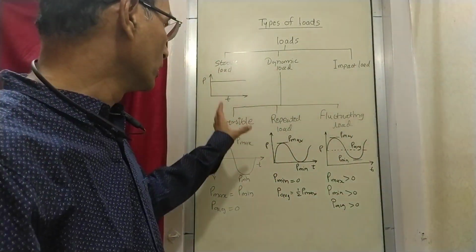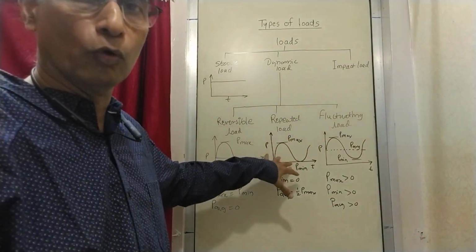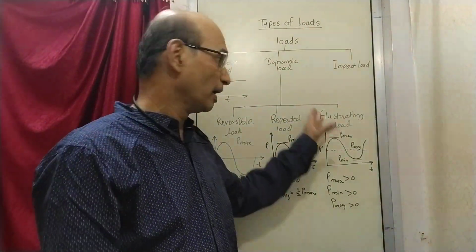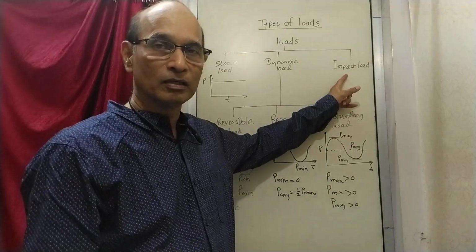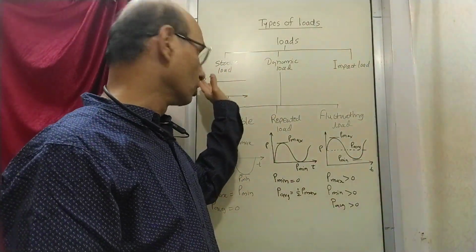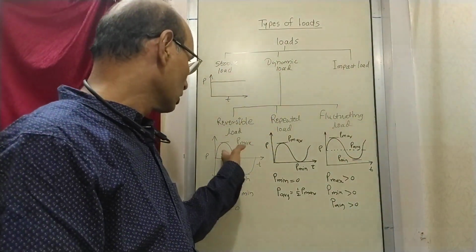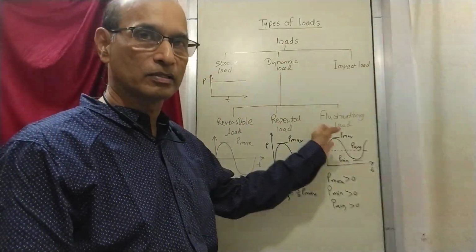So this is the way we can represent the variation of the load with respect to time, and in the process we can explain what the different types are. Static load, P is constant. Variable load, it can vary like this or like this or like this.